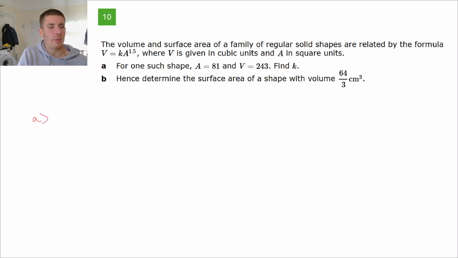So part A, we're saying that V is 243, and that's equal to K, which we're trying to find, times A, which is 81, to the power 1.5. That's the same thing.